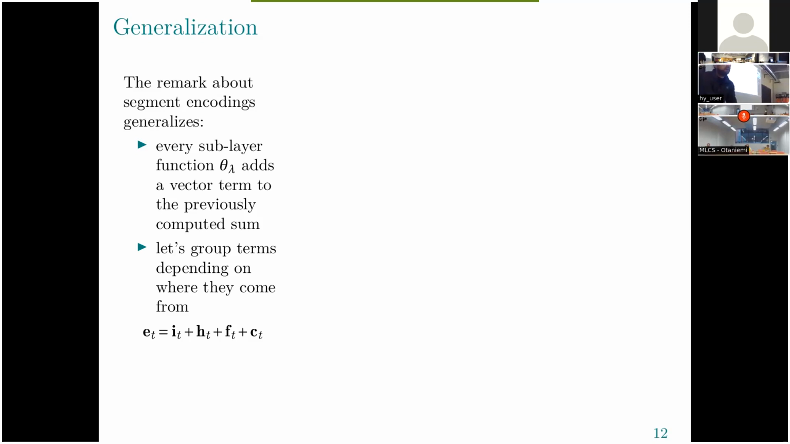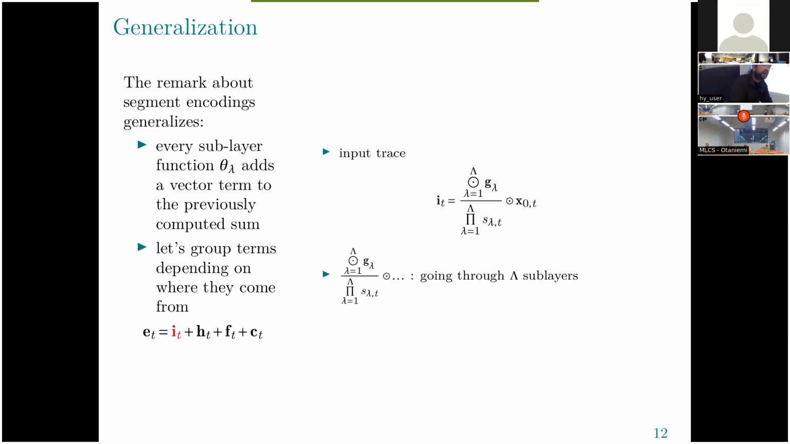Right. So here ET would be the full embedding, and then we have four different terms. The first one, IT, is what we just saw. It would be the input trace. I'm not looking specifically at isolating the effect of the segment encoding or the positional encoding. We could, because that x0t vector here would be whatever input at position t that you have. But the point was more about specifically seeing whatever of the input is carried out in the output.